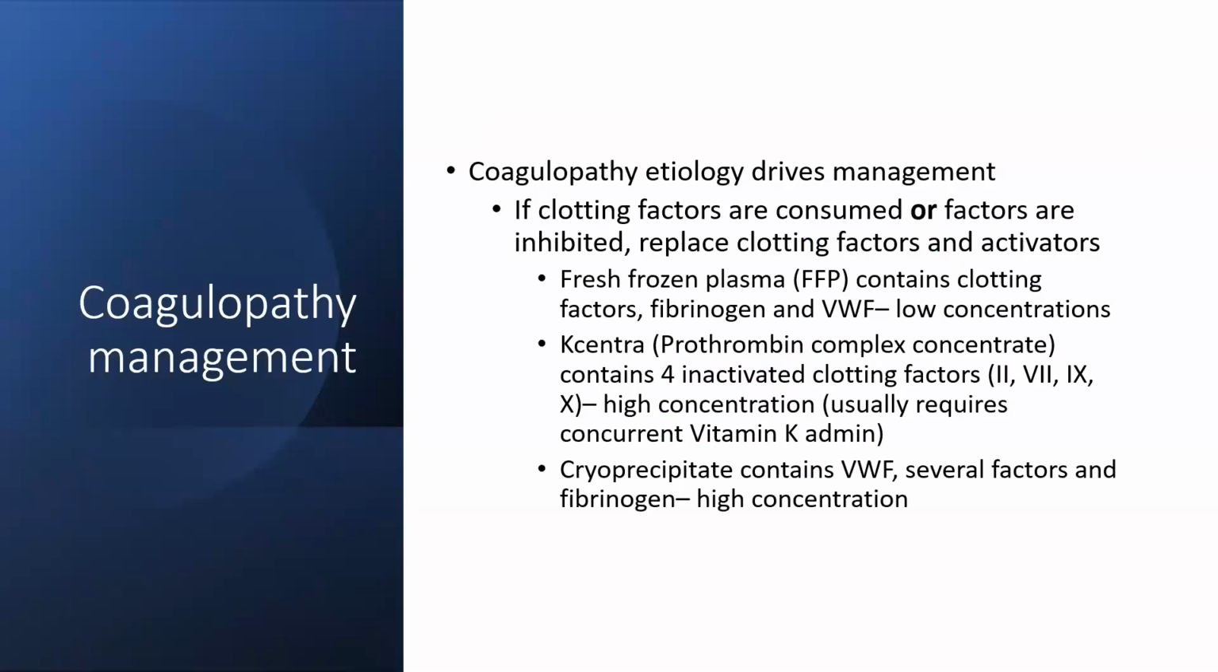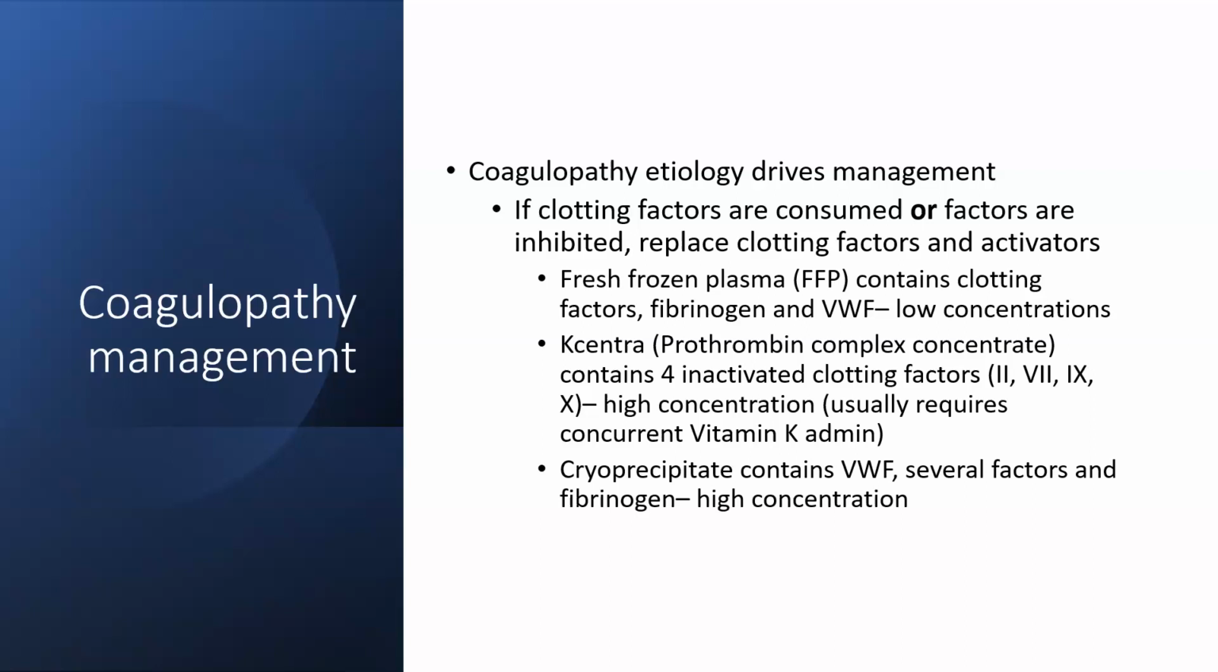So when we're looking at coagulopathies, determining the etiology of the coagulopathy is really going to drive management of that coagulopathy. If the coagulopathy is related to clotting factors that have been consumed or clotting factors that have been inhibited, replacing clotting factors and activators is usually going to be the goal. And a couple of ways that we can do that, we mentioned briefly. We can administer fresh frozen plasma, which is going to contain the necessary clotting factors, as well as fibrinogen and von Willebrand factor and other activators.